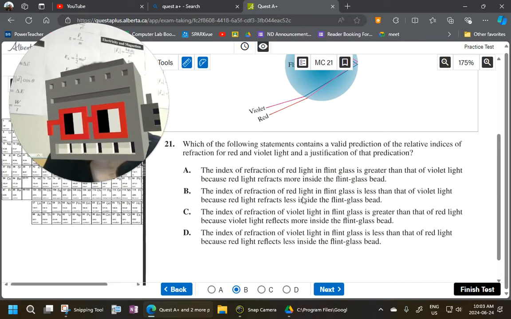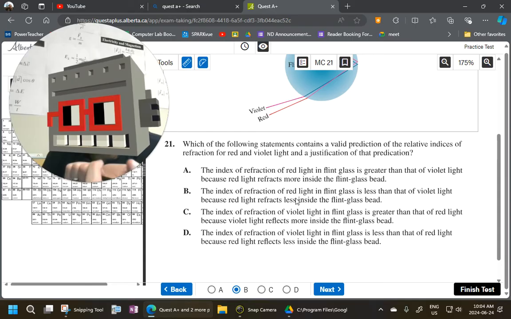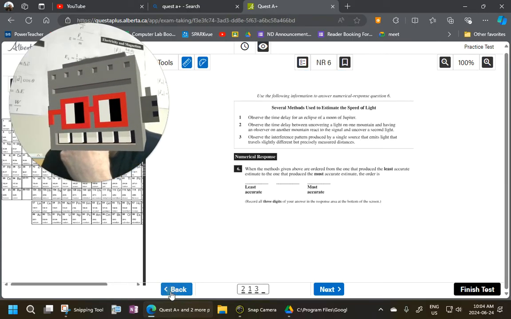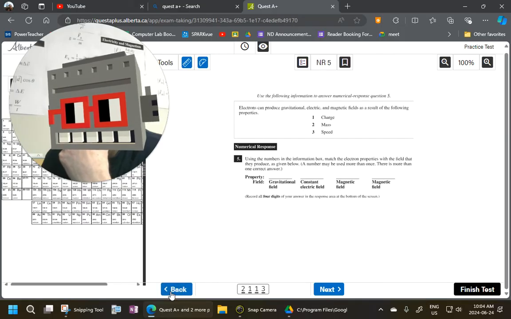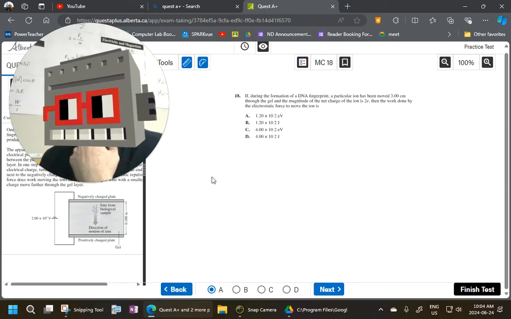The index of refraction of red light in flint glass is less than violet because red refracts less. The index of refraction in flint glass is greater than red because violet refracts more. They're essentially saying the same thing. Okay, and plus also, I have to go back here. What's multiple choice number 18? What did I mess up on that one? What do they want this to be?